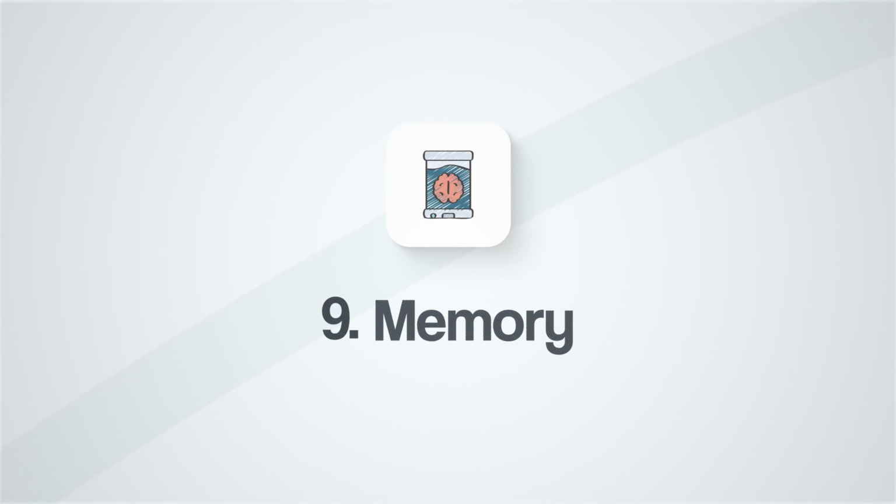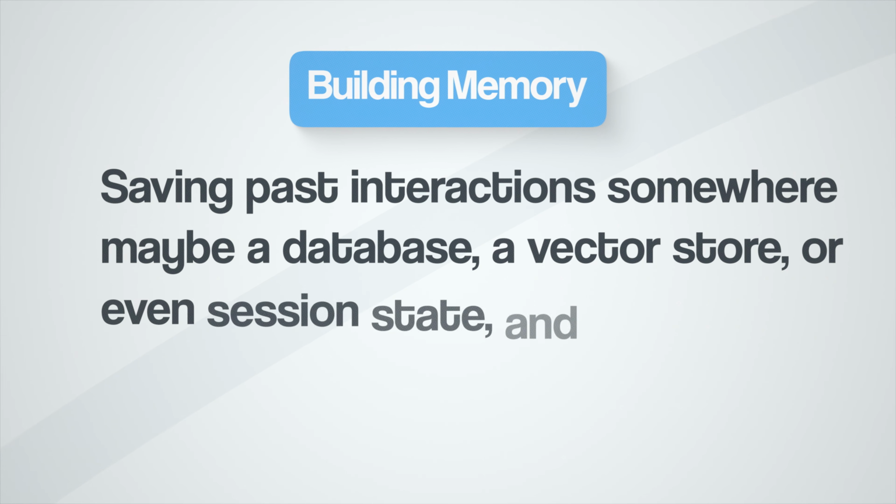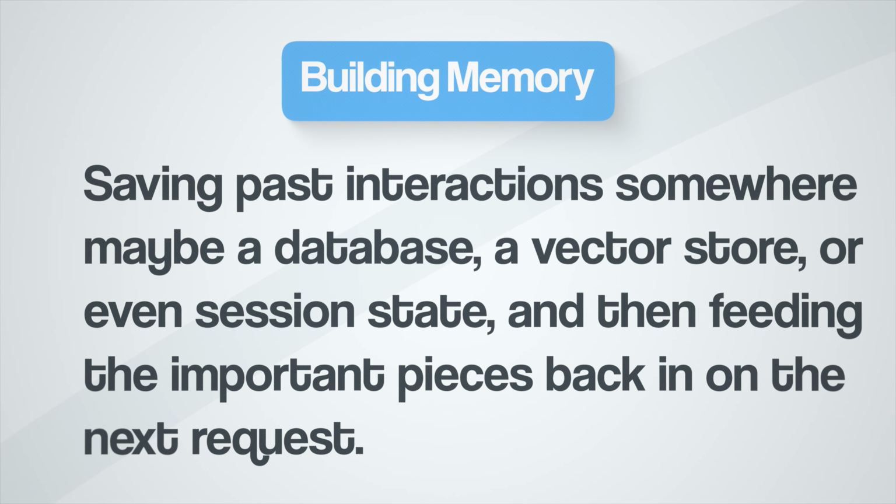Number 9 is memory. So when people say AI has memory, it sounds nice, but it's not built into the model. By default, models are stateless. They only know what you send in that one request. And if you want memory, you have to build it yourself or use some out-of-the-box solution. In practice, memory just means saving past interactions somewhere, maybe a database, a vector store, even session state, and then feeding the important pieces back in on the next request.